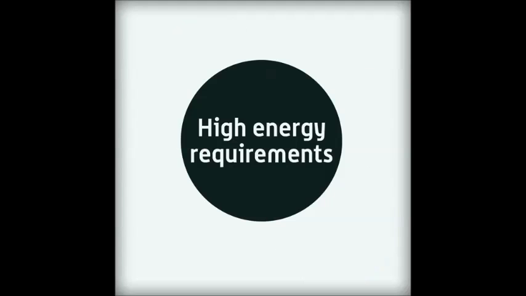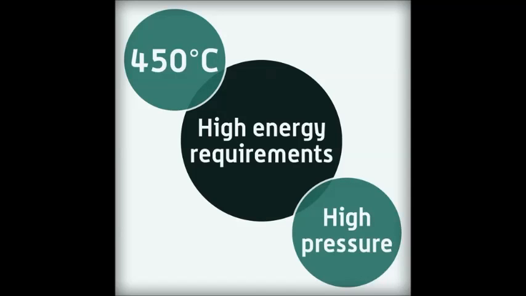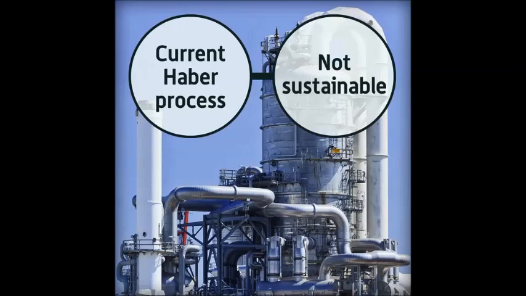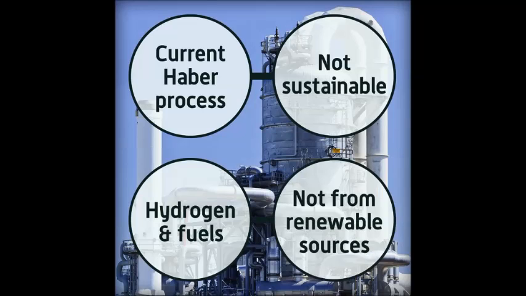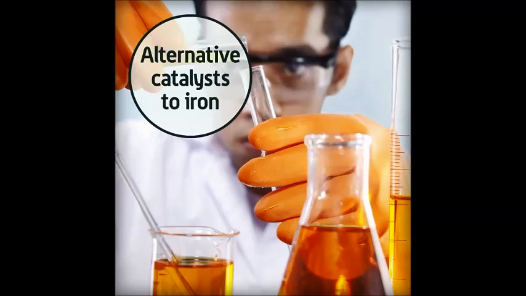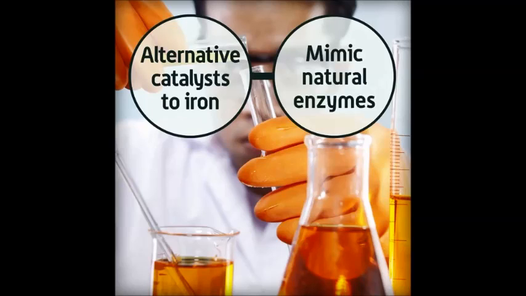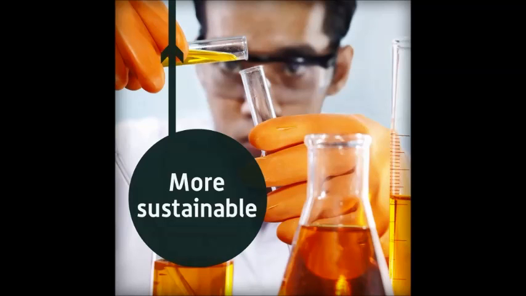There are high energy requirements to achieve a temperature of 450 degrees Celsius and maintain the high pressure of the reaction. The current Haber process is not sustainable. This is because the hydrogen and the fuels used to provide the energy for the process don't come from renewable sources. Scientists are currently researching alternative catalysts to iron that mimic natural enzymes to allow the reaction to occur at lower temperatures. This would make the reaction at least more sustainable, but we have a long way to go.